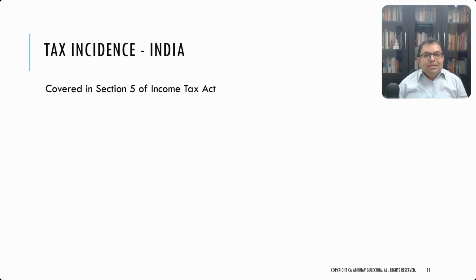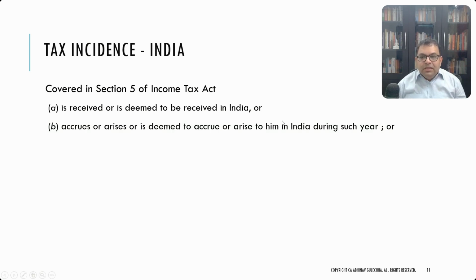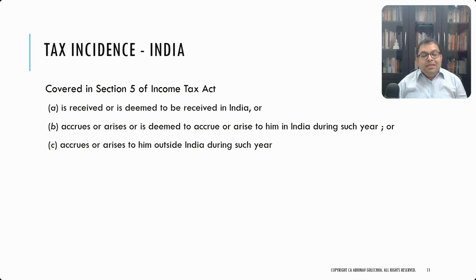Now let us come to tax incidence, right? Now your question will be, okay, we have found out the residential status, but how will it affect the tax liability? Tax incidence in India is covered in Section 5 of the Income Tax Act. Section 5 talks about three incomes: income which is received or deemed to be received in India, income that accrues or arises or is deemed to accrue or arise in India, right? Third is income that accrues or arises outside India. Three kinds of incomes, right?